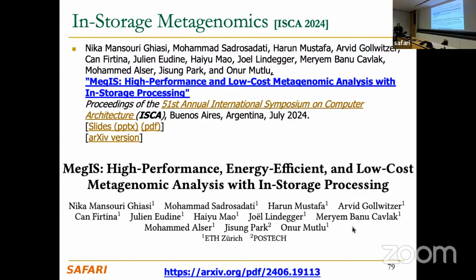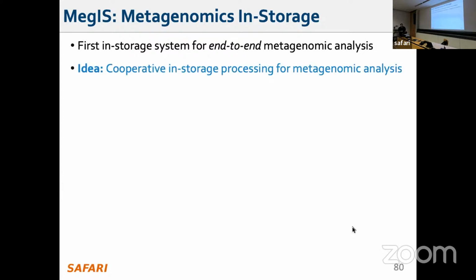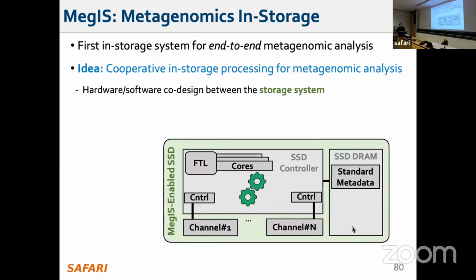work that we recently presented at ISCA. This is again a work from Nika, who was also first author of the GenStore paper. So MegIS is mainly focusing on metagenomics analysis. Remember the idea in metagenomics, where you're trying to identify the organisms in your sample. Essentially, again, the data that you're dealing with is huge, and the database that you're using is huge as well.